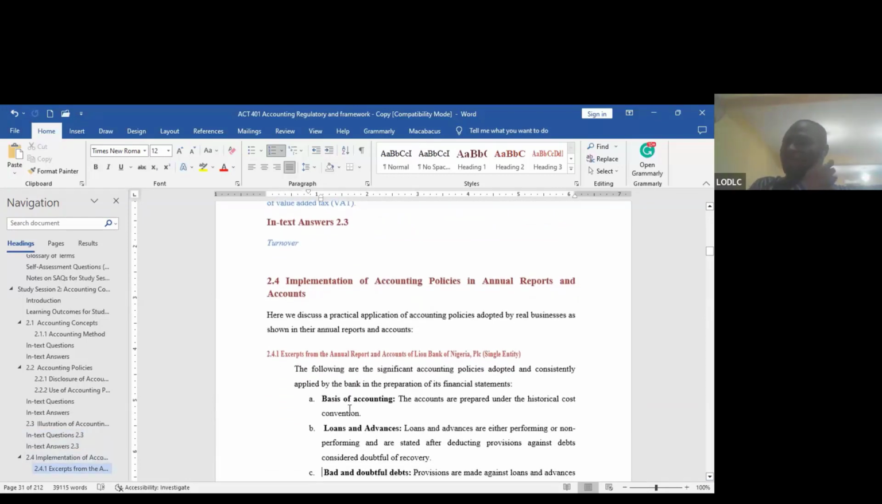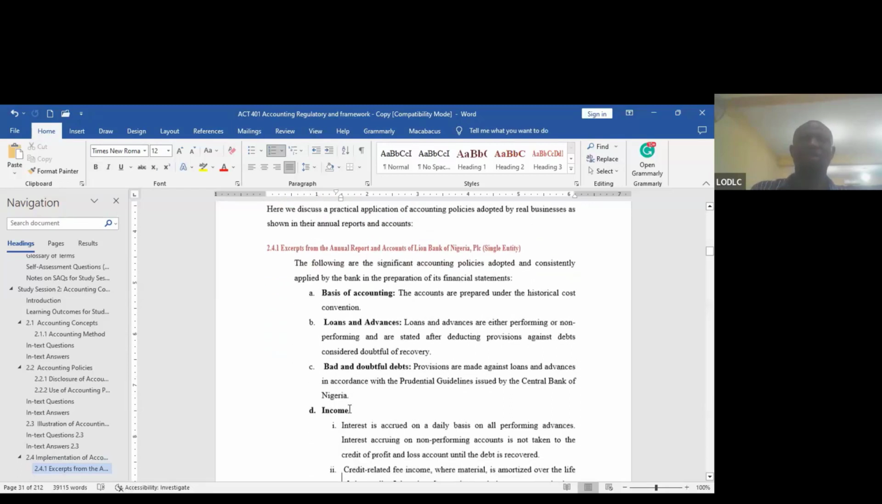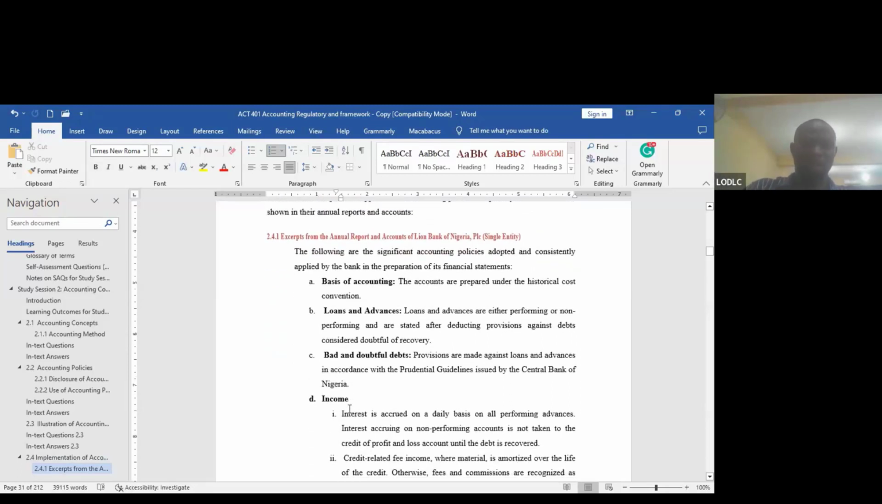So what we are trying to tell us here is how do we now implement the accounting policy in our annual report? I said something the other time. I said we have basis of accounting that we need to include in our financial statement. Do you understand? So, excerpt from the annual report and accounts of a Nigerian bank PLC.